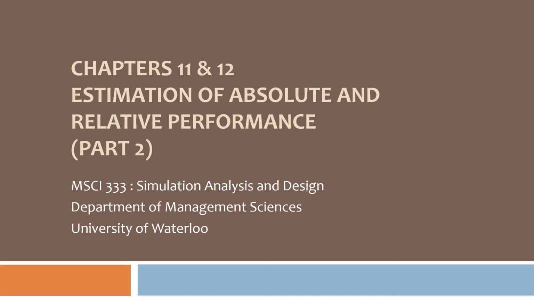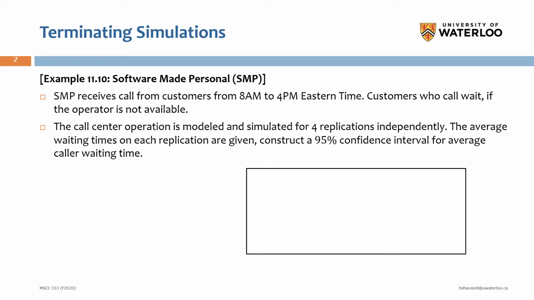Chapters 11 and 12, Estimation of Absolute and Relative Performance, Part 2. Let's have an example here. It's about a software maker, personal, SMP. So SMP receives calls from customers from 8 a.m. to 4 p.m. and the customer will wait if the operator is not available.